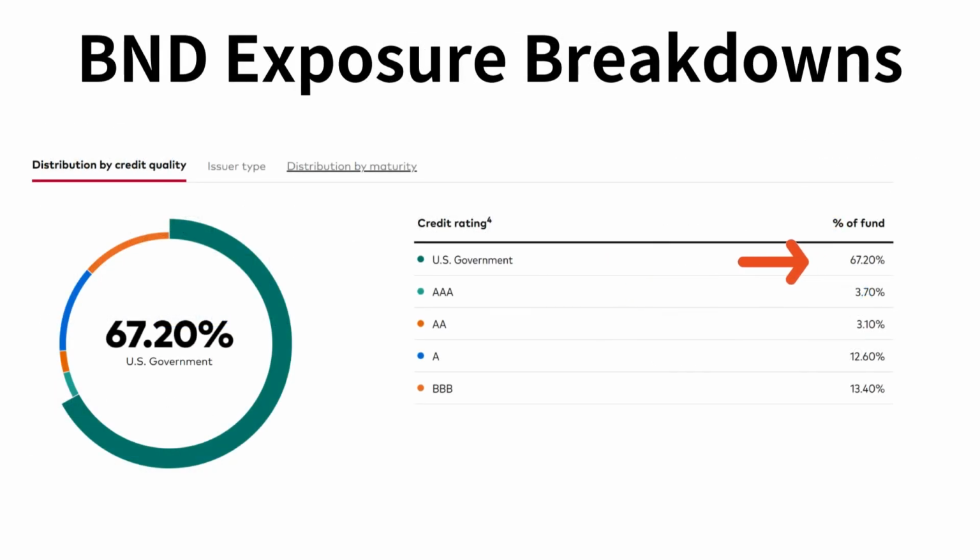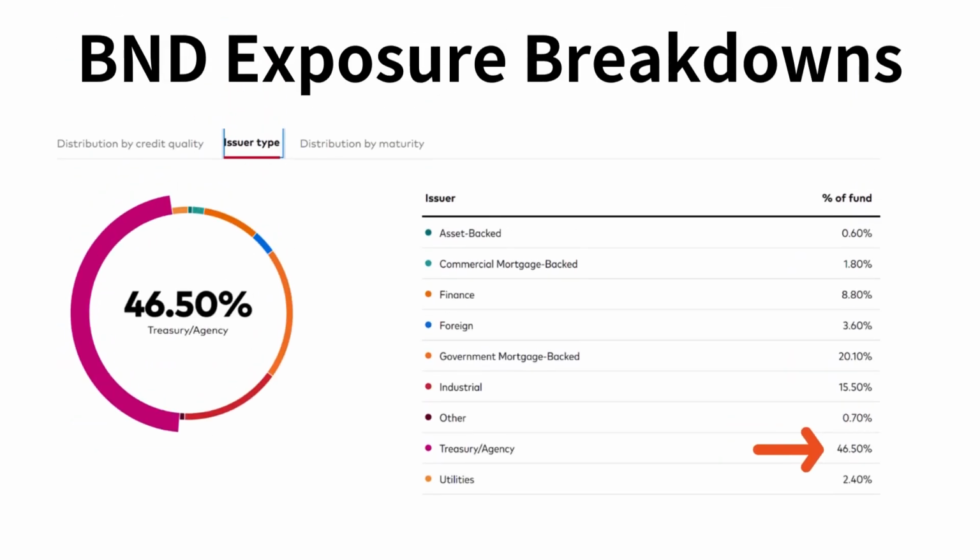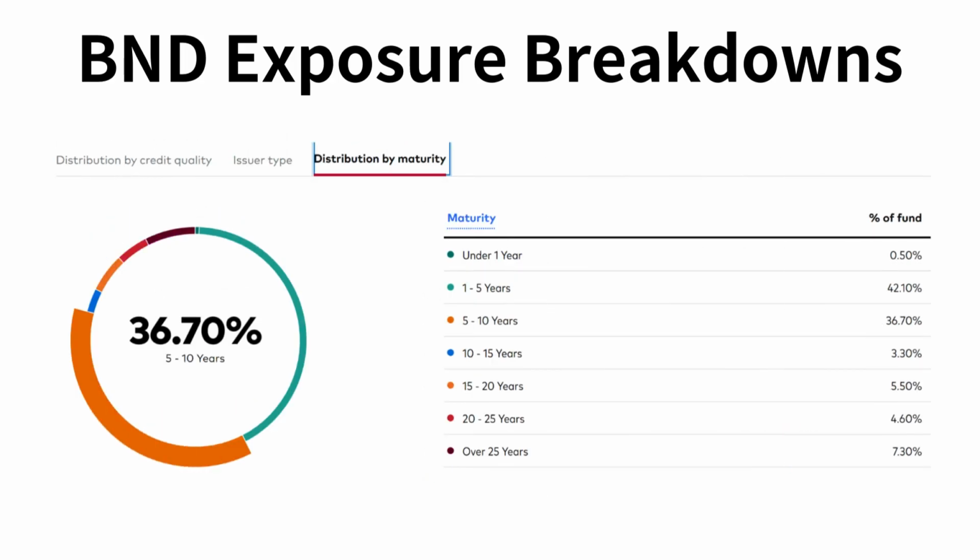Looking at the composition of BND's portfolio, about 67% are made up of bonds issued by the U.S. government. By type, you can see that about 50% are bonds issued by the Treasury agency. Like AGG, it mainly invests in government-issued bonds, so it is a very stable investment. Bonds in possession are widely distributed from short to long term.